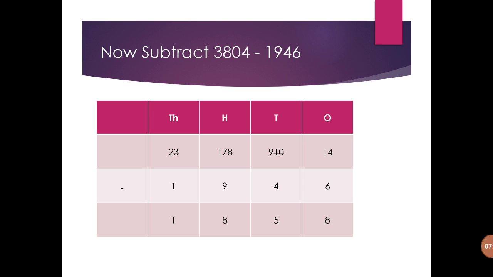14 minus 6 is 8. 9 minus 4 is 5, and when we have taken 100 from the 8, we have left 7. Again we cannot subtract 9 from the 7. We have to take a borrow from the thousands column. So 17 minus 9 is 8, and there is 2 left. 2 minus 1 is 1. So the answer is 1858.